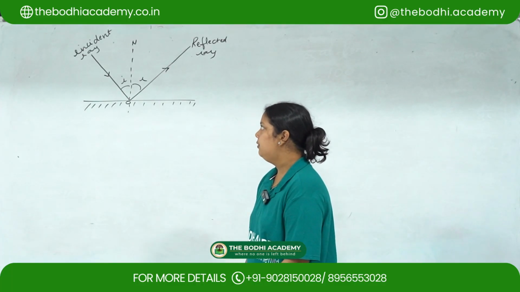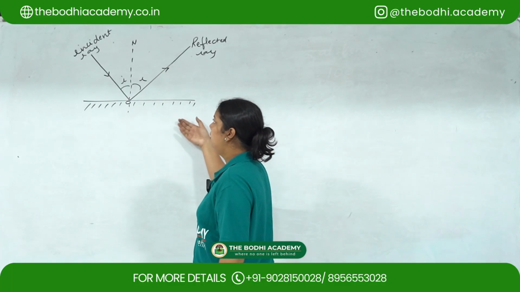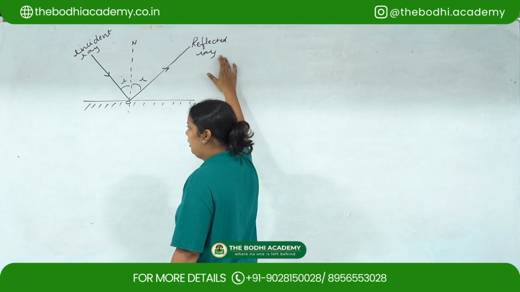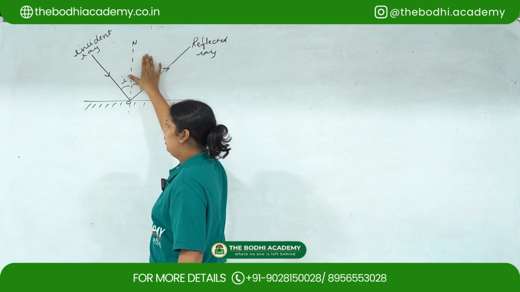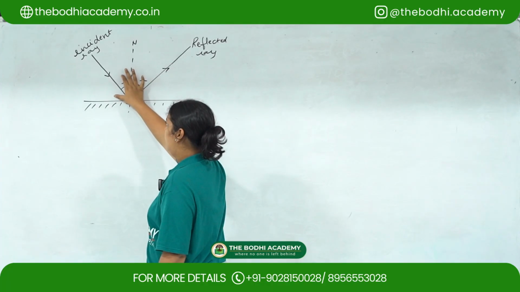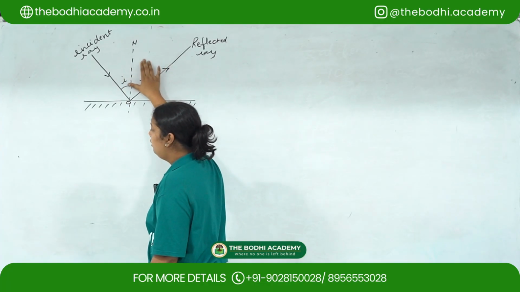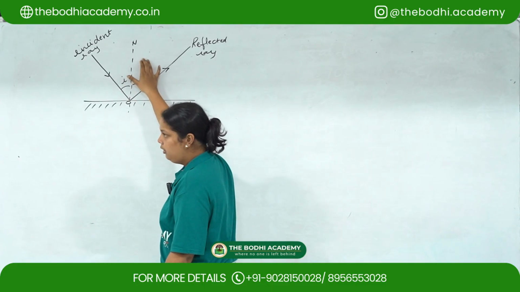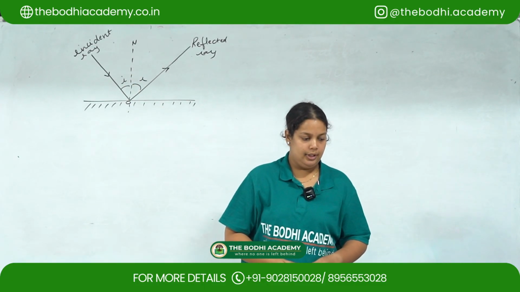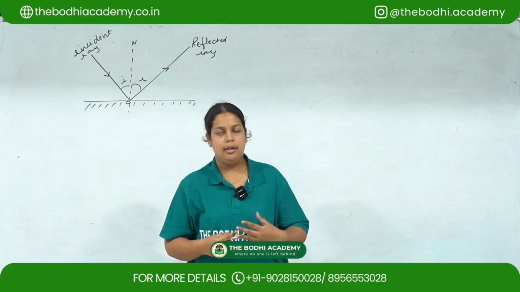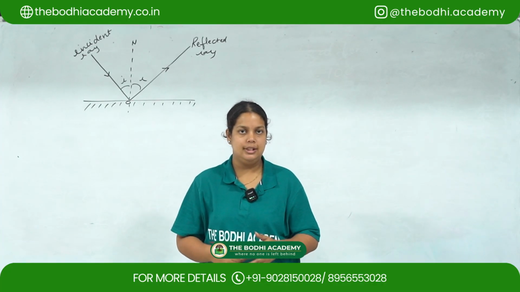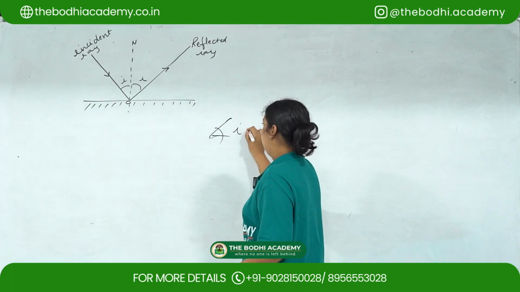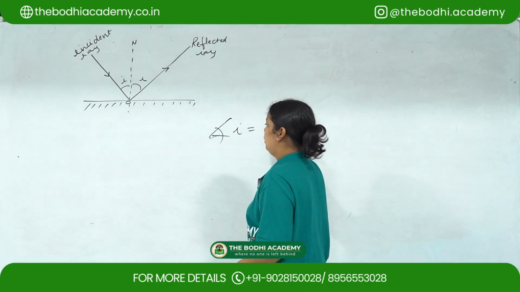So coming to the proof, we have a ray diagram, we have a plane mirror, and this is the incident ray, this is the reflected ray, and this is the normal. We see that the incident ray is forming an angle with the normal, and the reflected ray is also forming an angle. So by the drawing, according to geometry and also experimental observation, we see that the angle of incidence is equal to the angle of reflection.